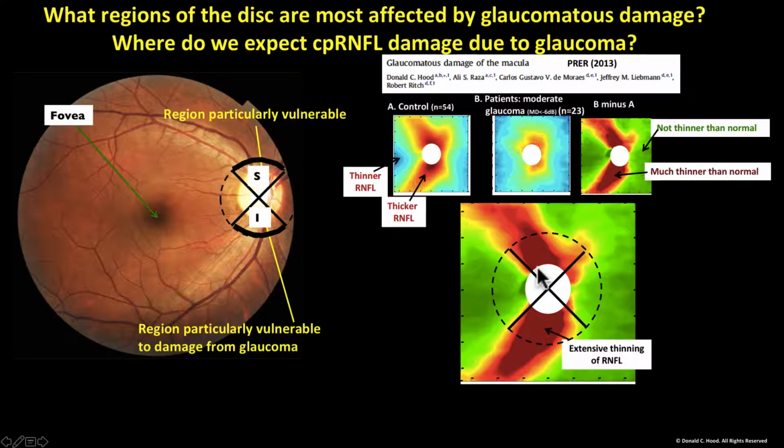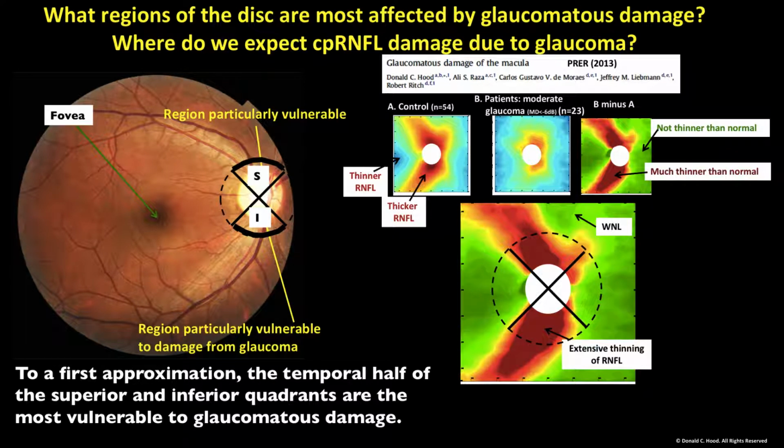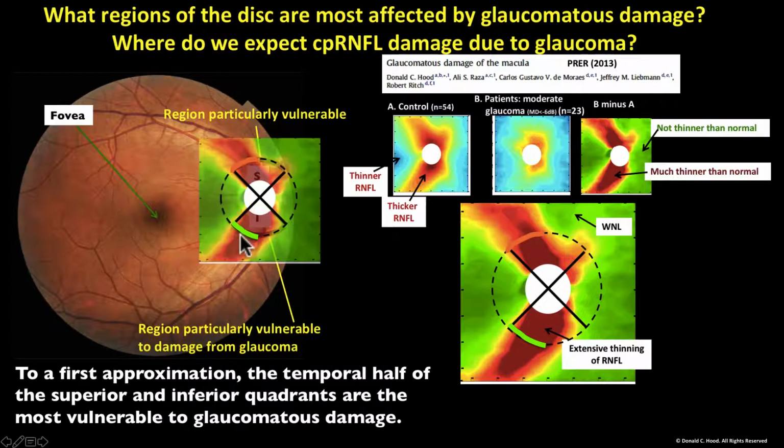So let's blow this up. Extensive thinning of the retinal nerve fiber layer in these patients with moderate loss, well beyond normal limits. All right. Notice that to a first approximation, it's not the entire superior and inferior quadrants that are most affected. It's the temporal half of each, as shown by the orange and green arcs. So let's take this now and move it over here. So there's the inferior region that's vulnerable, and there's the superior region, and that's the retinal nerve fiber layer thinning.